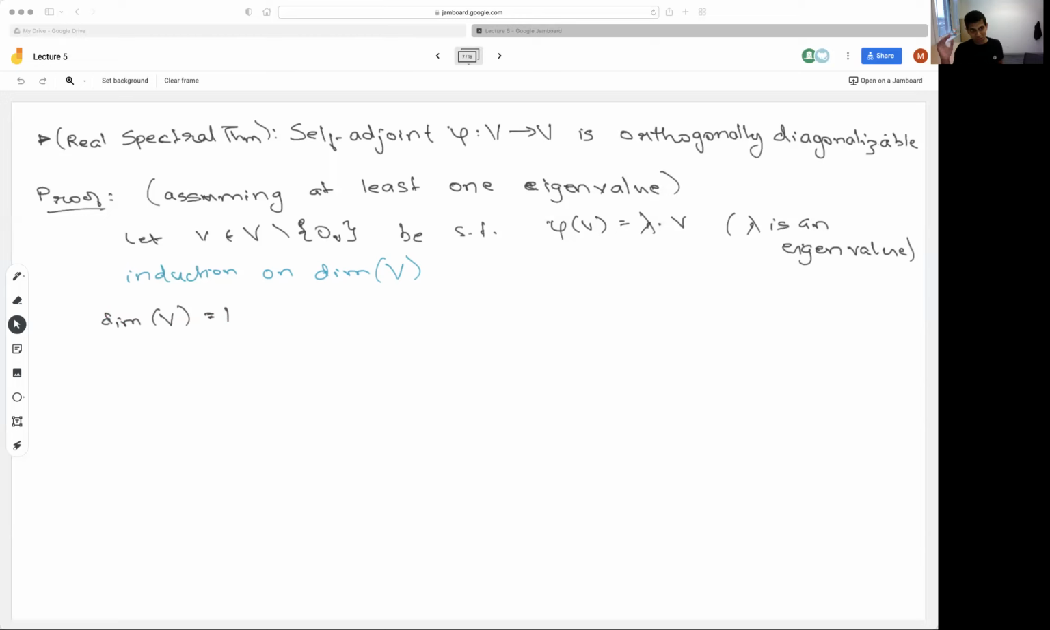So now we're starting with a space with one dimension. We know there exists at least one V such that phi of V is equal to lambda V, and we want to find an orthonormal basis of eigenvectors.